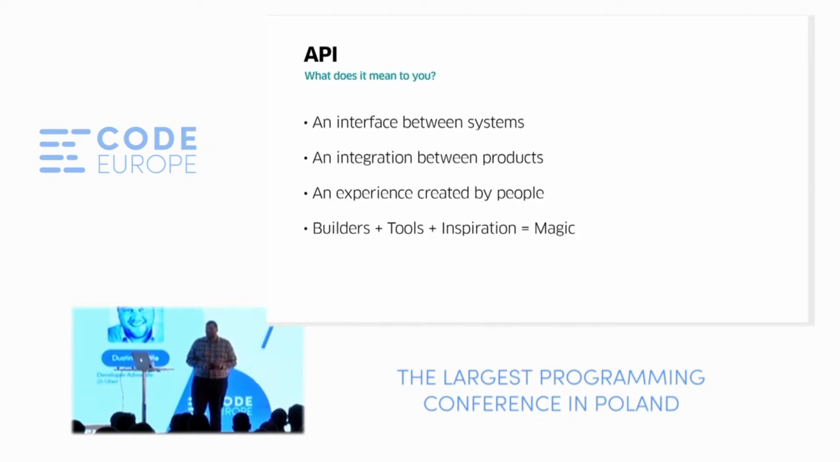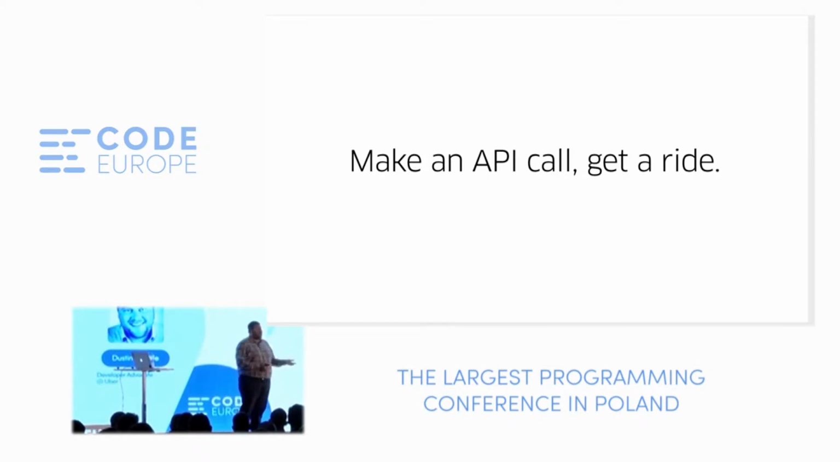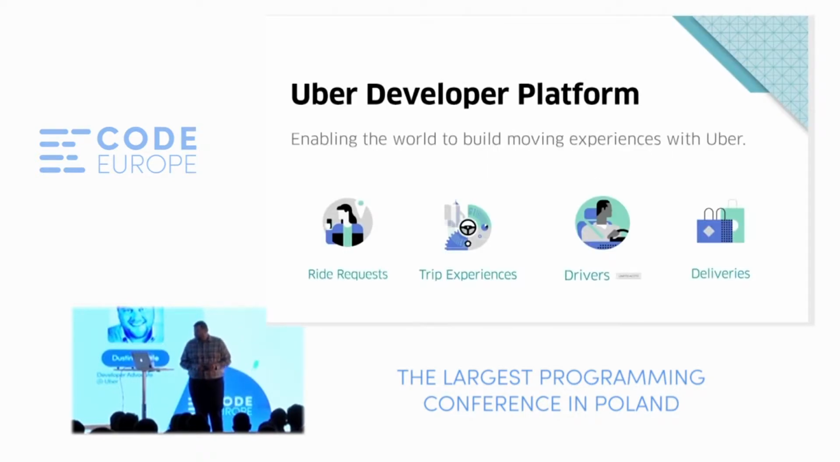And so oftentimes, this comes in many forms. And so when we built the open API, we really wanted to make it as easy as making an API call and getting a ride. And so if you make a single REST API call, you could get a ride in any application. And so we really wanted to make the things that are complex extremely simple. And so it really started with the ride request API.